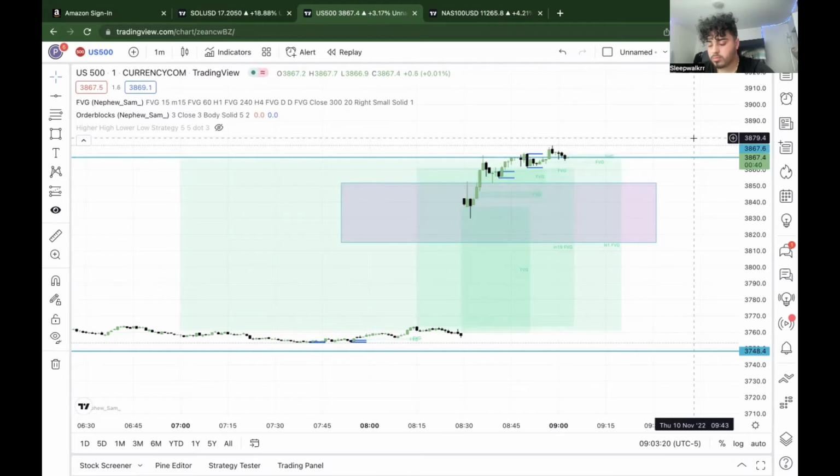All right, so we're at the low end of that fair value gap. It would have to go up here or it fails. I like to see it trade back down below that 38.67.